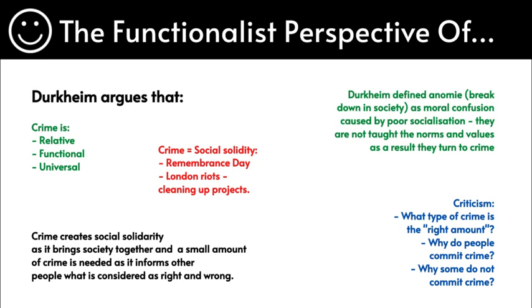Simply, crime occurs because of the lack of norms and values which are not taught. However, obviously this is criticised because it does not tell us what is considered the right amount of crime. Number two, it does not tell us why people commit crime. There are some people who really do commit crime, while some just do not commit crime. It does not tell us the difference between why people do and why people do not. There's no barrier which differentiates these two characteristics.